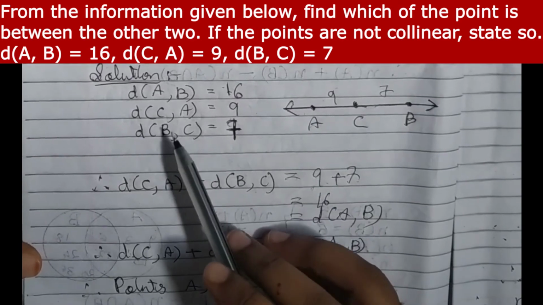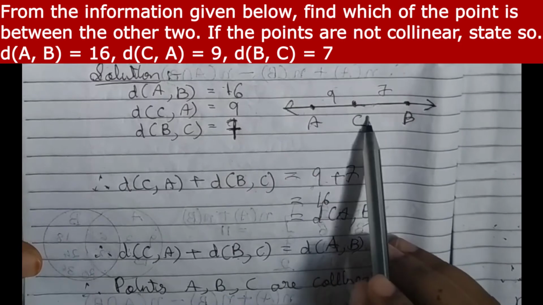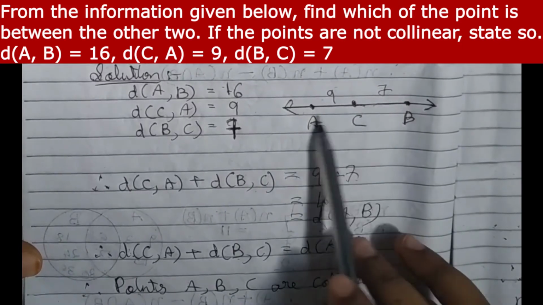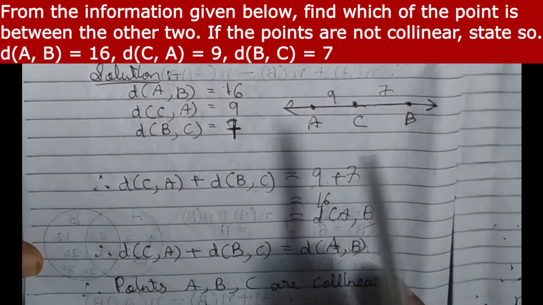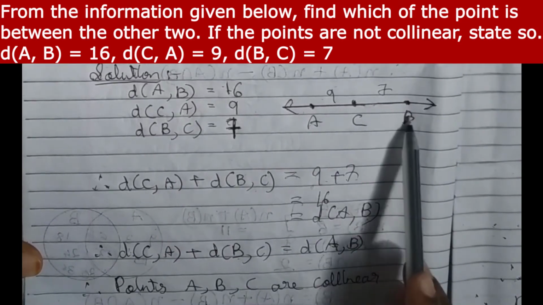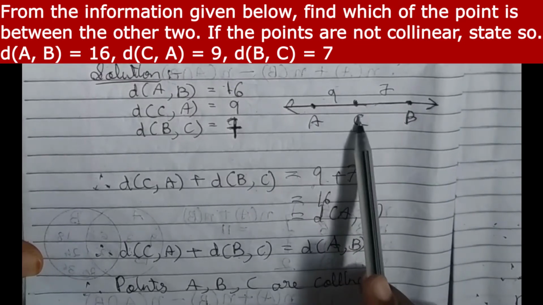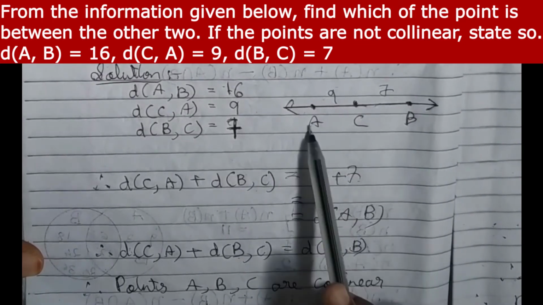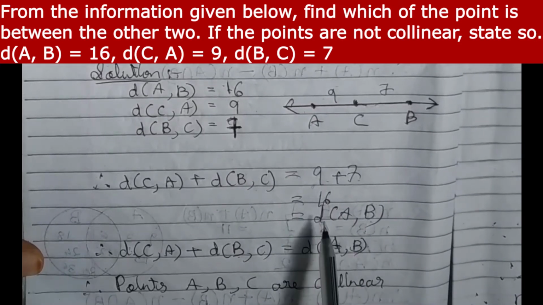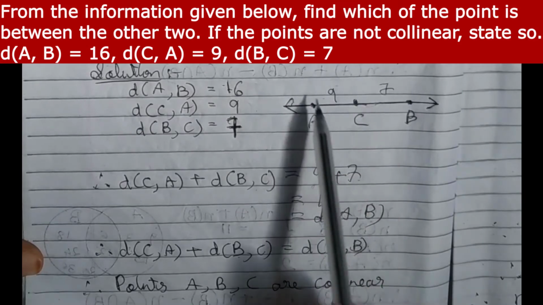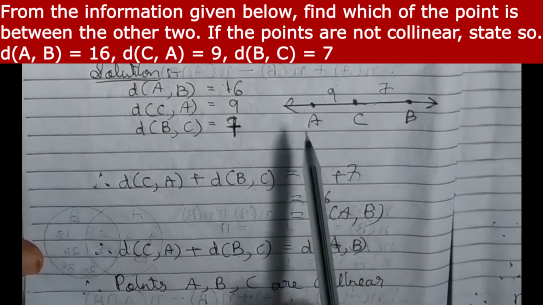The distance CA is how much? CA and AC are one and the same. It is 9. And the distance BC, CB and BC are one and the same, is 7. Adding these two segments, we get 16, so distance AB is 16. From this also you can clearly see that the point C is between A and B.